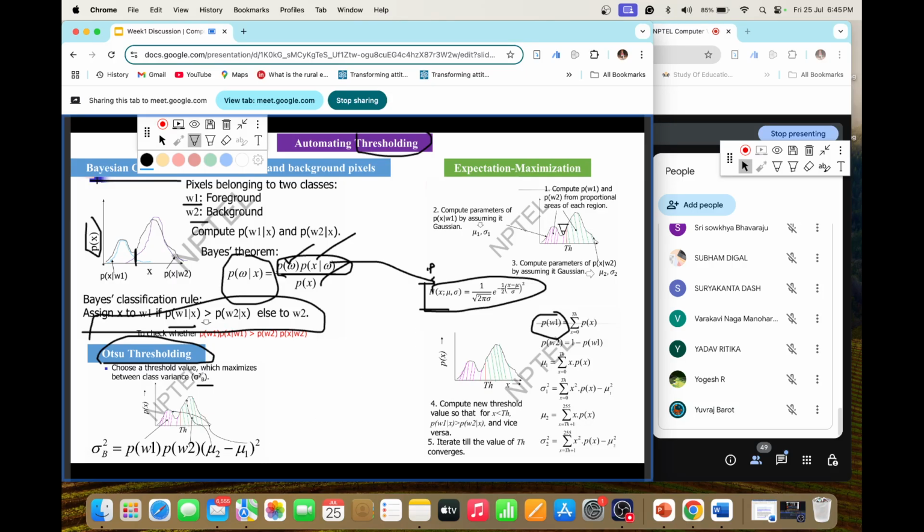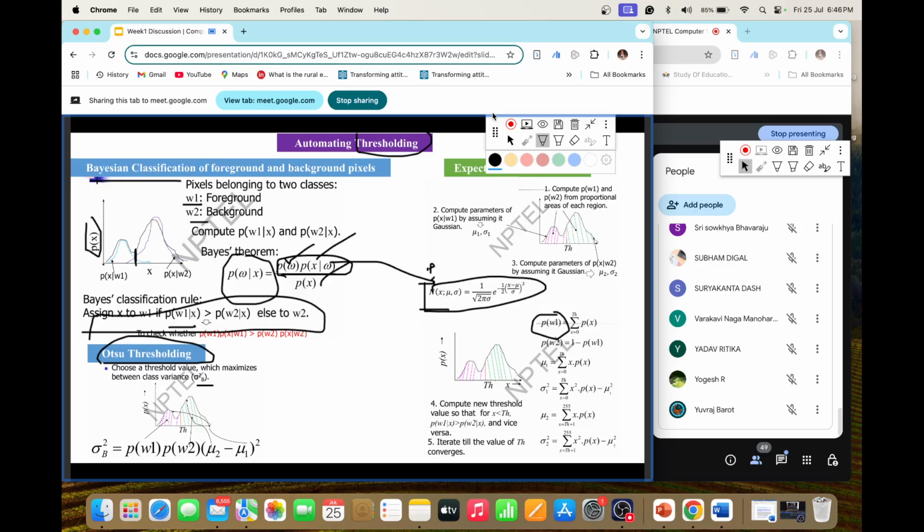Expectation maximization assumes that the curve that is forming is nothing but a Gaussian or normal distribution. This is the formula of the Gaussian or normal distribution. So u2 and u1 can be calculated by this only, and wherever sigma b square is maximized, we have to choose that threshold. So these are the two processes of automating the threshold.